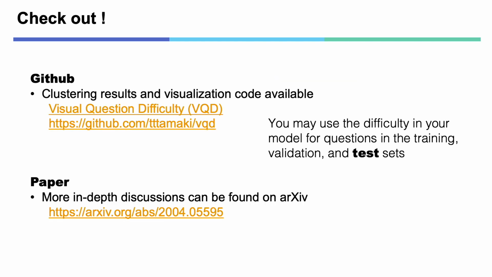All clustering results and the visualization code are available on GitHub, and you can use the visual question difficulty when you develop your VQA model or the clustering component in your model. More in-depth discussions with extensive experiments can be found in the paper on arXiv.